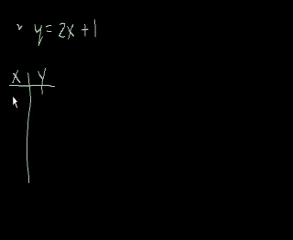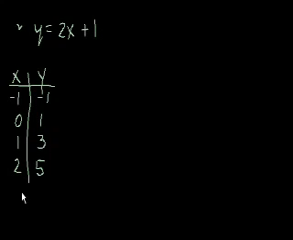If x was, let's say, -1, then y would be 2 times -1, which is -2, plus 1, which would be -1. If x was 0, that's easy. It would be 2 times 0, which is 0, plus 1, which is 1. If x was 1, y would be 2 times 1, which is 2, plus 1, which is 3. If x was 2, then I think you get the idea here. y would be 5.